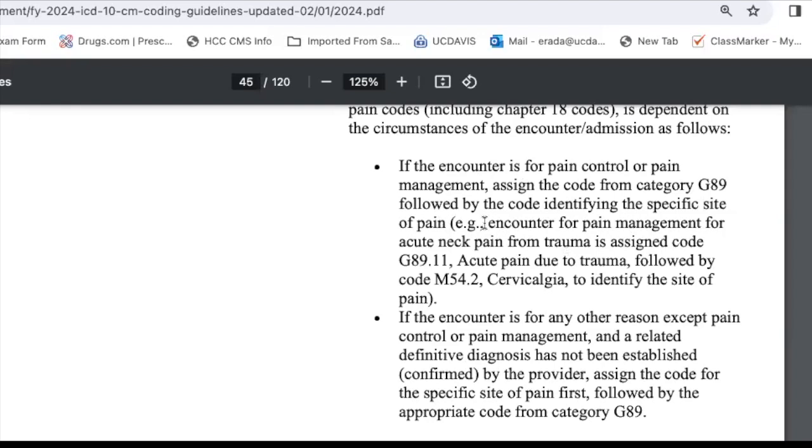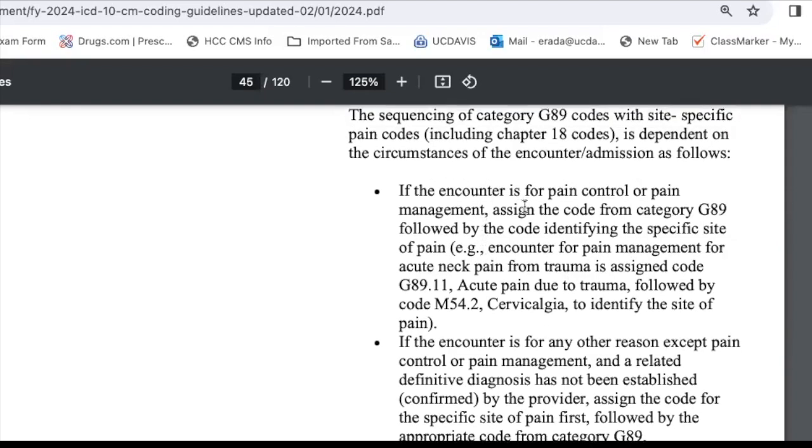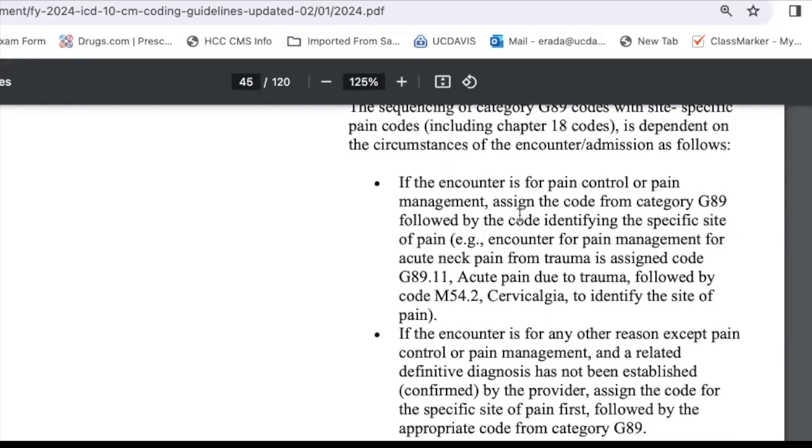Okay, so let's read again. If the encounter is for pain control or pain management, assign the code from category G89 as your first listed, followed by the code identifying the specific site of pain. For acute neck pain from trauma, assign code G89.11, acute pain due to trauma, followed by M54.2, which is cervicalgia, to identify the site of the pain.